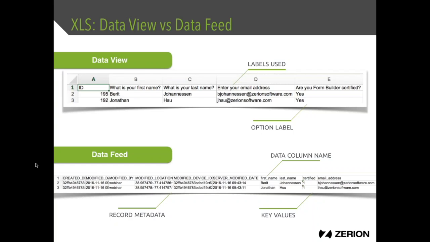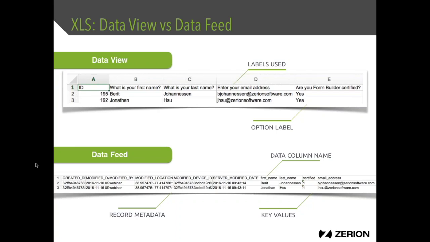Absolutely. All right. So picking up with where I was, we talked about the data view export options, and again, you're using the label both as the column names as well as for your option lists. The second branch are your data feeds. For the data feed, what you're going to see is instead of the label, you're going to have the data column name. So that first row for each of the columns, you'll see first underscore name, last underscore name, certified, and email. And those are, again, those database-friendly names that we had when we originally created each element.